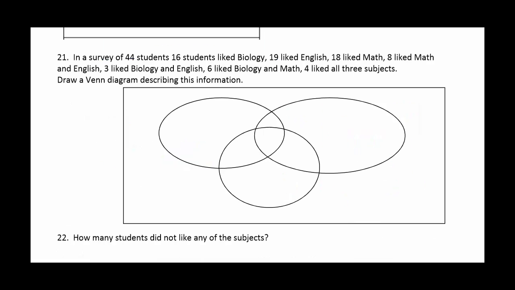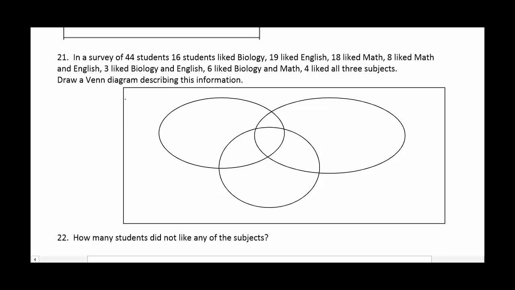And our very last question, again, deals with Venn diagrams. Let's kind of read it, and then we'll try to figure out how to organize our information. So in a survey of 44 students, 16 students liked biology, 19 liked English, 18 liked math, 8 liked math and English, 3 liked biology and English, 6 liked biology and math, and 4 liked all 3. Draw a Venn diagram describing this.